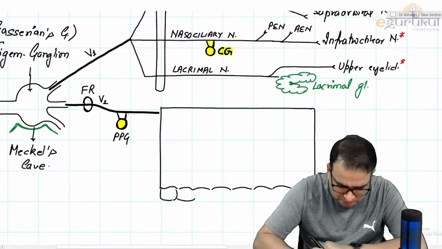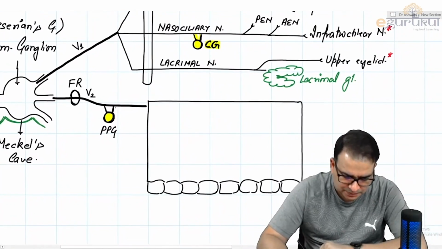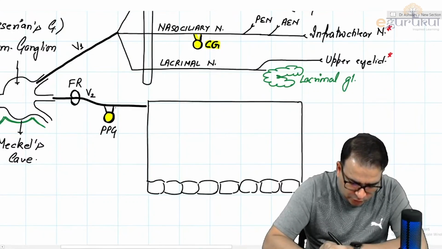And let us say these are all maxillary teeth. Just for the reference, guys. That's maxilla and maxillary teeth you're looking at. So nerve is running in the floor of the orbit here.